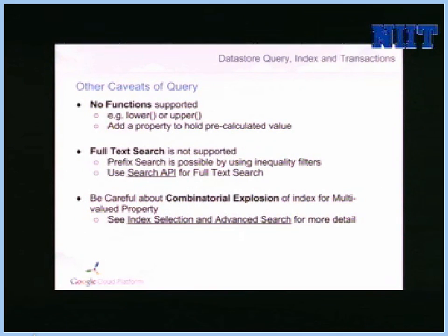You may want to pre-process or pre-calculate the value, putting an additional property on the entities so that you can implement it. Because DataStore doesn't support search, there's a very useful new API called Search API, which supports full text search. It converts every query into an index scan or key scan, so it means you cannot apply regular expressions full text search on the index scan. So instead of using DataStore, we recommend you look into the Search API for full text search.